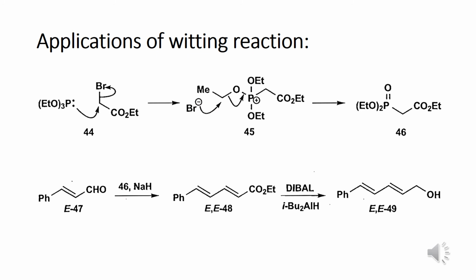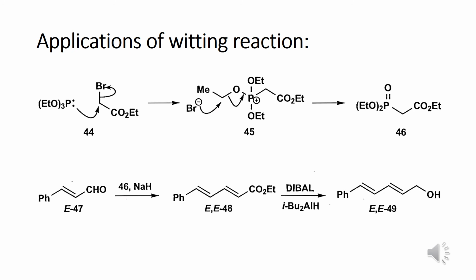phosphite, that is triethoxyphosphite, instead of a phosphine, with ethyl bromoacetate. Displacement of bromide, that is structure 44, gives a phosphonium ion that is dealkylated by bromide, that is structure 45. Barrett used this reaction at the start of his synthesis of an antibiotic compound.